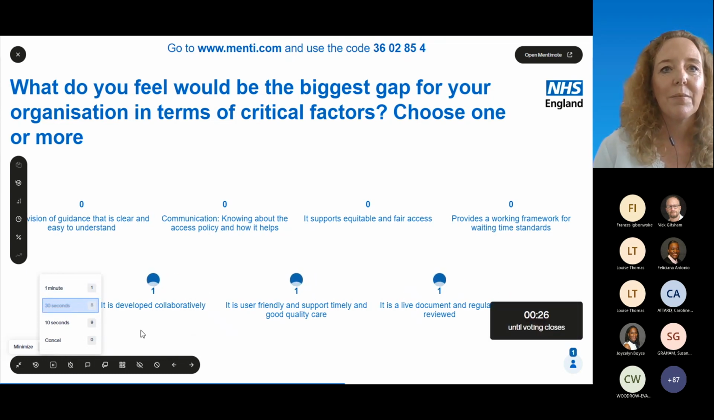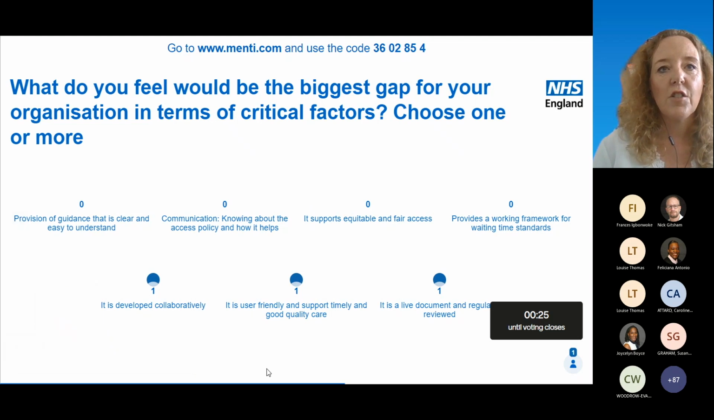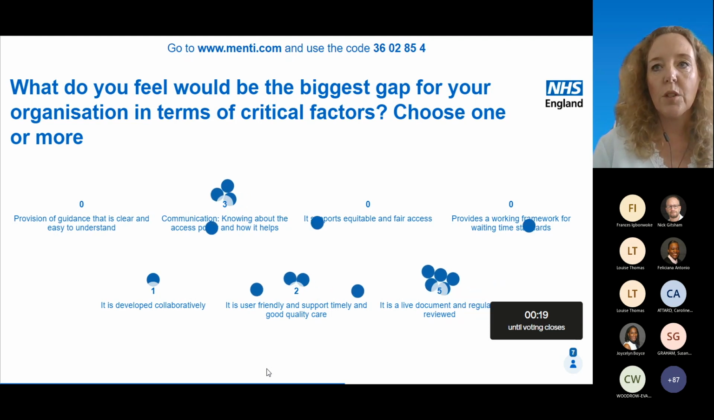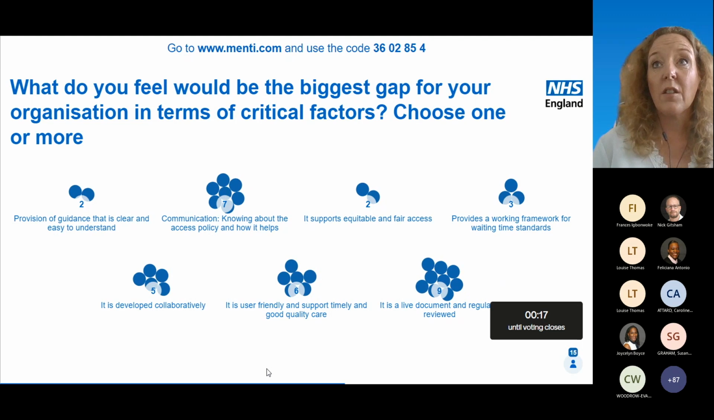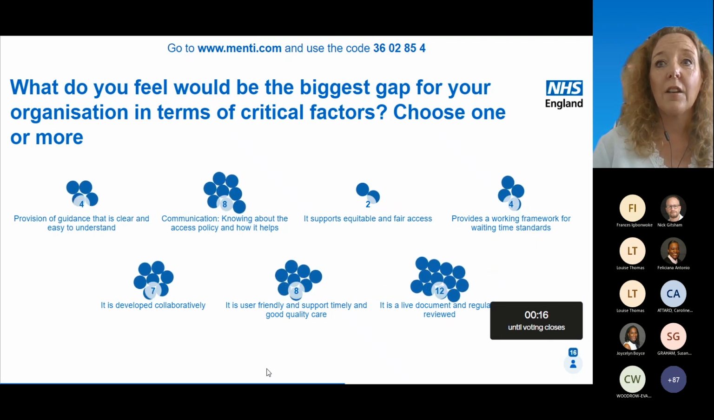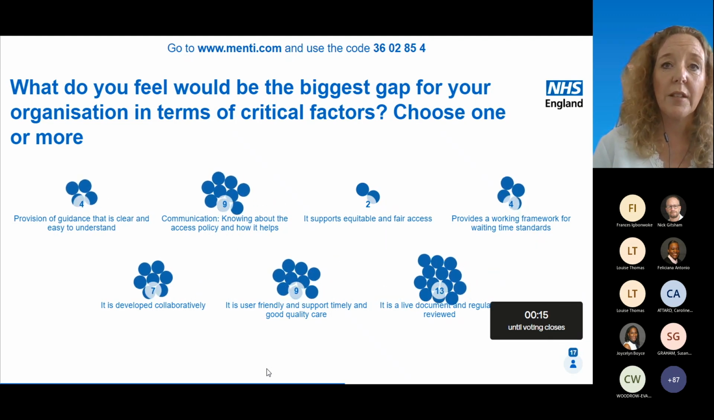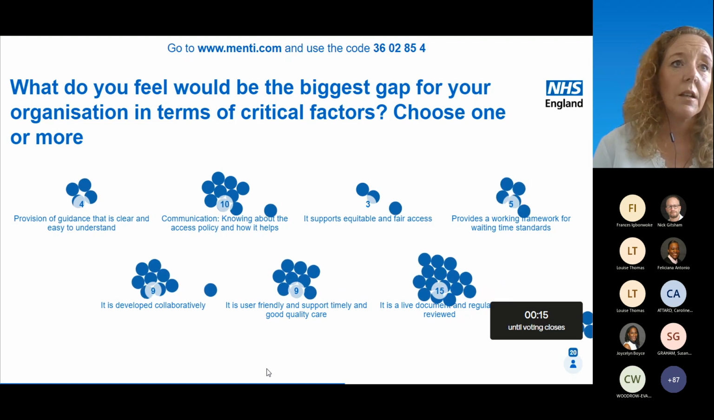Okay, so it is user-friendly and it supports timely and good quality care. It is developed collaboratively, yep. And it's seen as a live document. I think that's absolutely critically important, because a dry document sitting on a shelf is no good to nobody, really, and often can be seen as a hindrance. So it needs to be actualised.